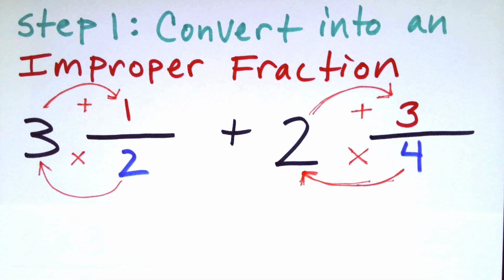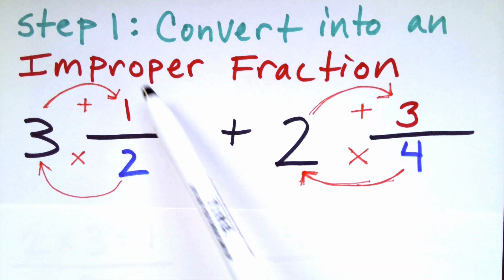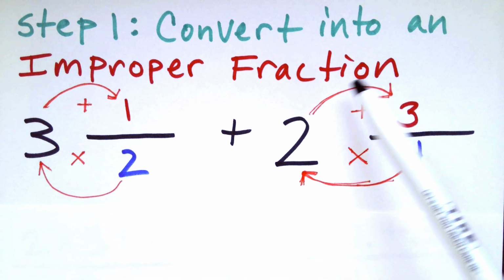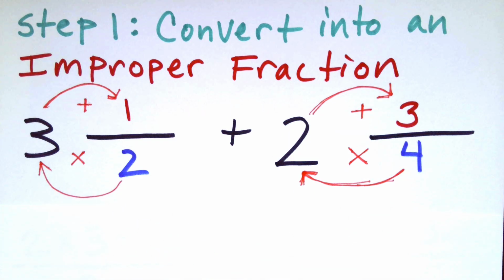Okay, so step one is to convert into improper fractions. You're going to take each of the mixed numbers and convert them into improper fractions. But I do want to point this out right now.